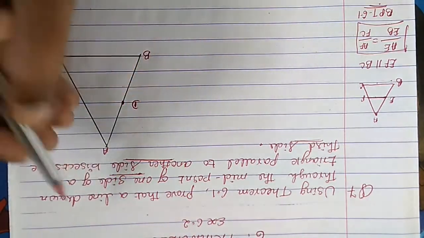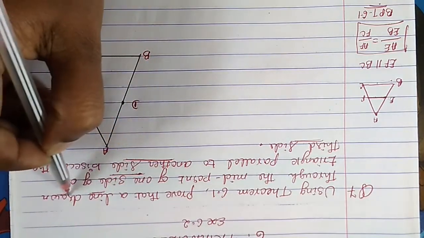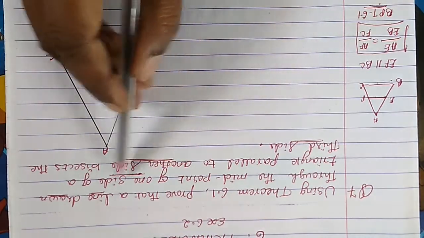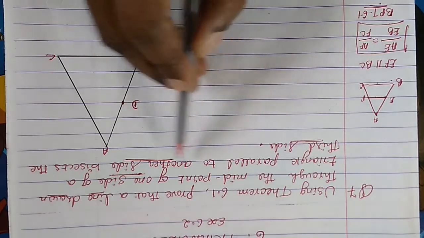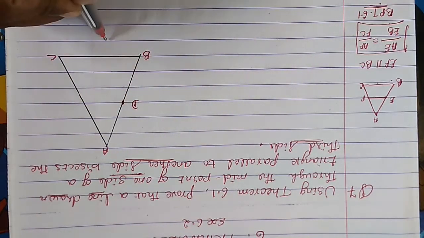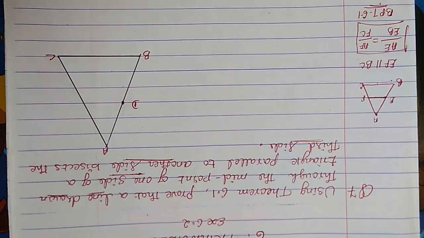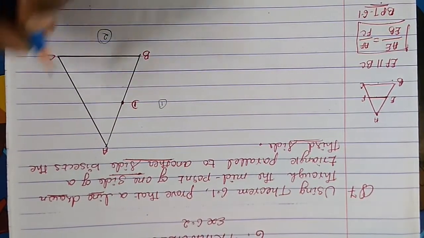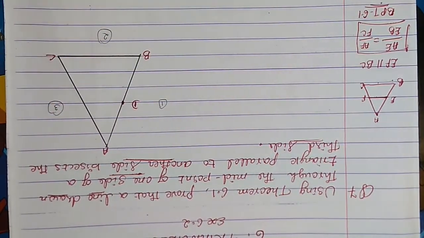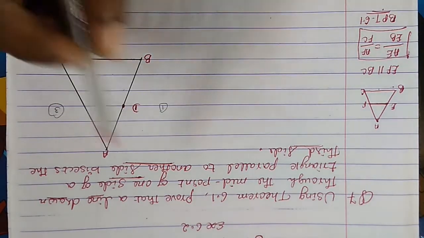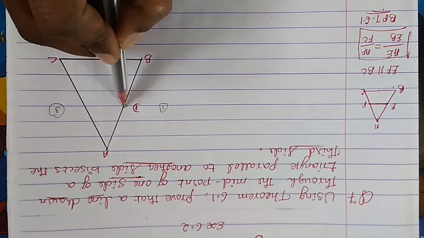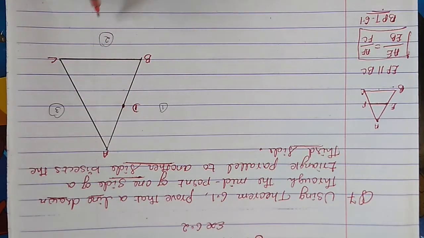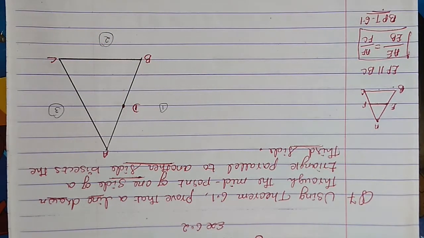This is the midpoint we have taken, of one side of the triangle. So we have to draw a line through the midpoint of one side, parallel to another side. Consider this is side 1, this is side 2, and this is side 3, just for you to understand. So we take the midpoint of the first side, and for the second side we draw a parallel line.